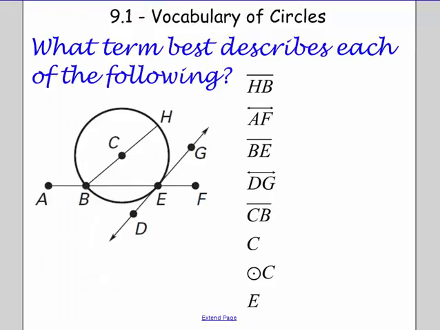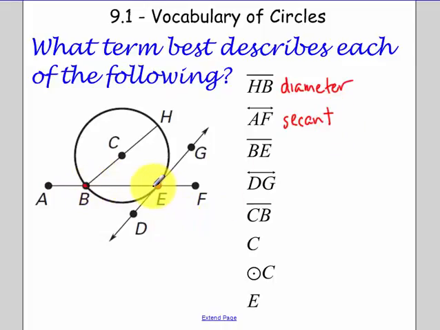Okay, this section really talks a lot about the vocabulary of circles, and that's why I had you guys write some of those definitions down. So, what term best describes each of the following? HB. HB is a segment that goes through the center, so that's a diameter. Line AF. Line AF passes through 2 points on our circle, but extends outside the circle, so that's going to be a secant.